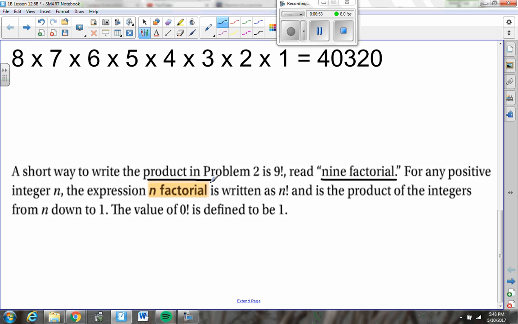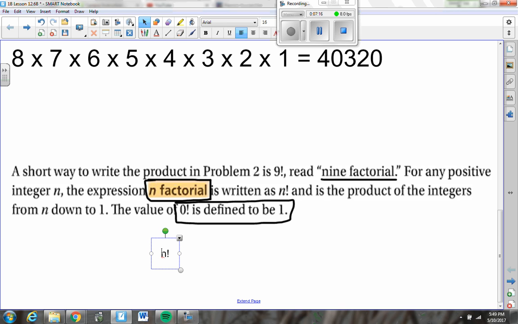N factorial, for whatever number it is, we just write that number with an exclamation point. And it's all of the numbers that are that number and smaller multiplied together. Okay? By the way, 0 factorial is defined to be 1. Just because it is. Okay? But n factorial, or n exclamation points, is just equal to n times the one before it, times the one before it, times the one before it, times the one before it.